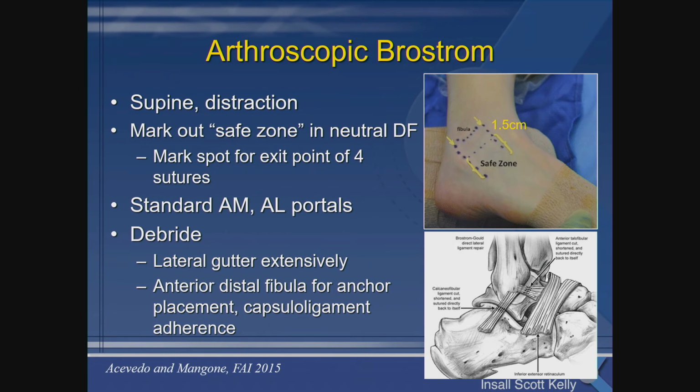I think it's good to mark out this safe zone that you can see here. So you mark out the distal tip of the fibula. You mark out a spot approximately 1.5 centimeters distal, and this is your safe zone. So the anterior border is the superficial peroneal nerve. The posterior border is the peroneals. And then distal to that, where that distal dot is at 1.5 centimeters, that's going to be where your sutures will be exiting. So that's kind of the safe zone to have that happen.